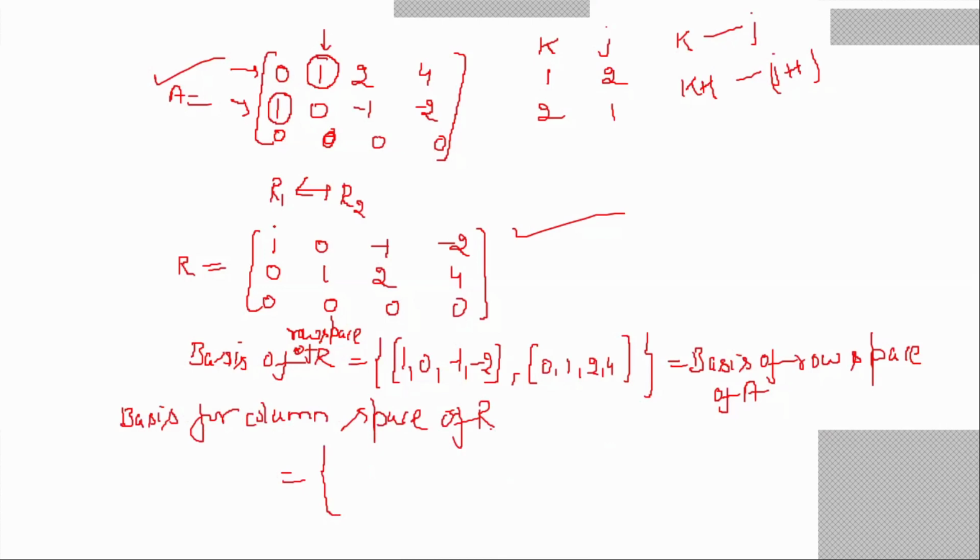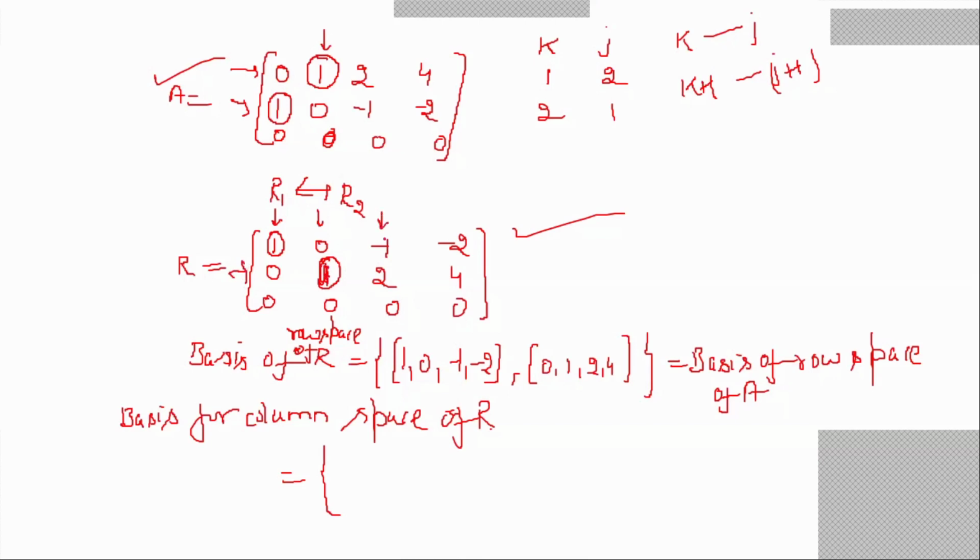Those column vectors which contain the leading non-zero element of a row. Like this column contains the first leading element of the first row, so this column vector will be part of the basis. The second column, does it contain the first non-zero leading element of a non-zero row? Yes. This column also contains this one, which is the leading element of the second row. So this column is also in the basis.